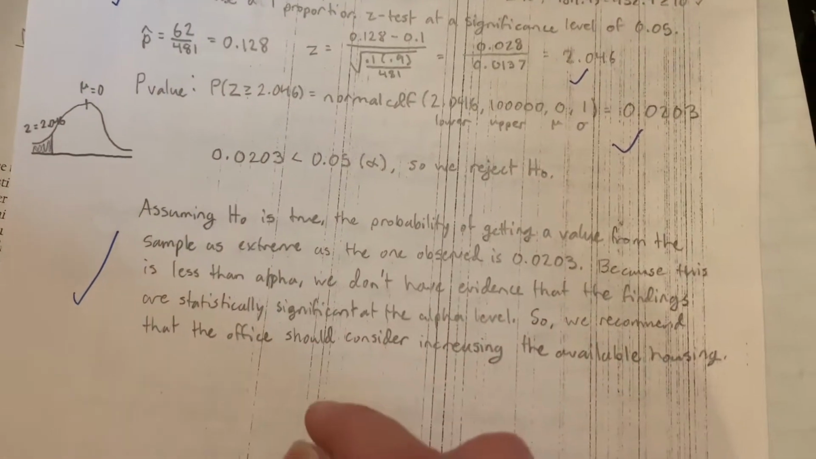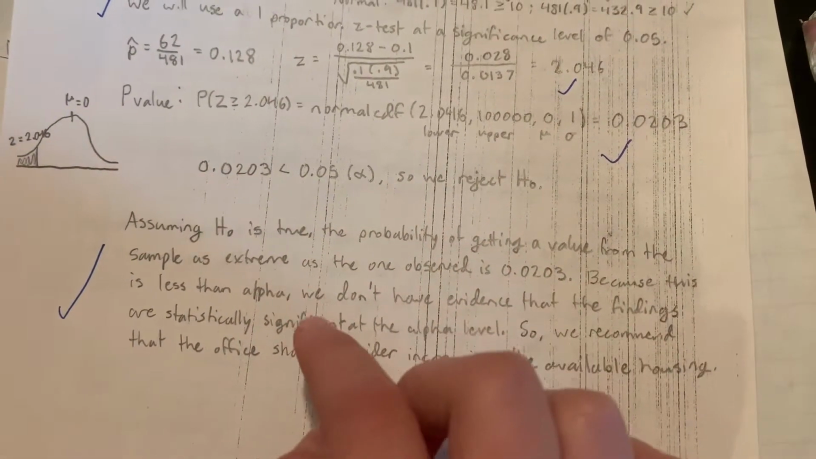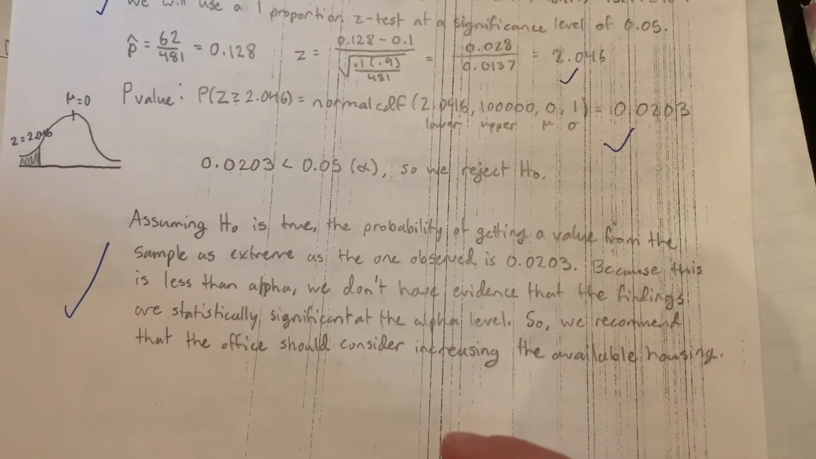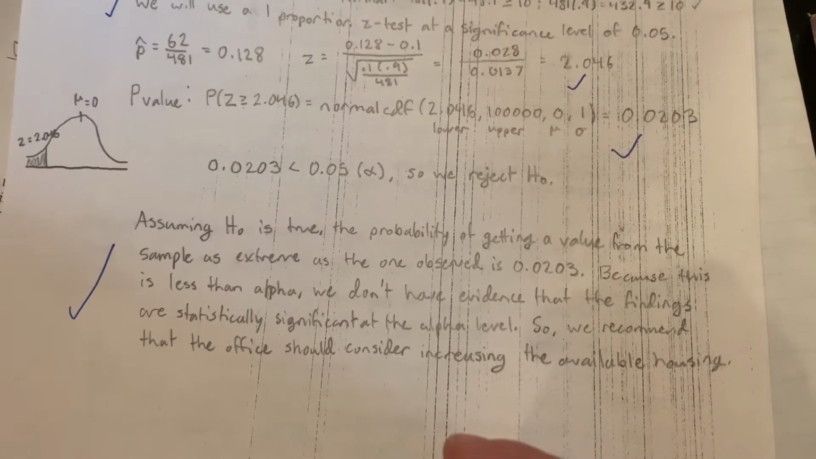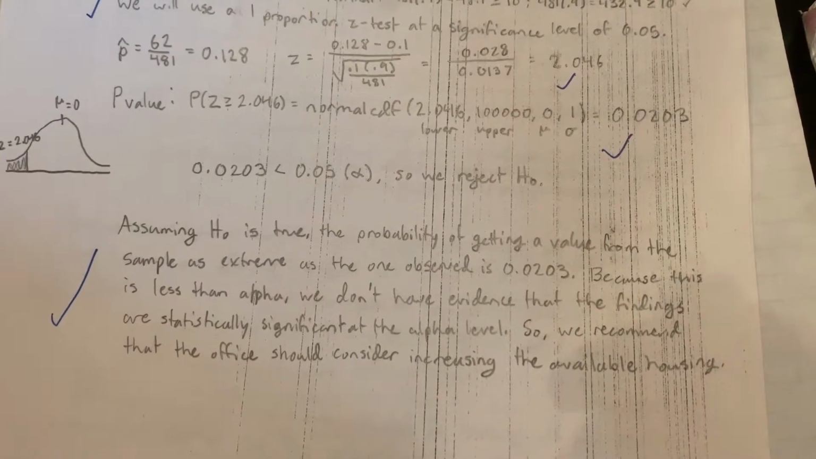So then we have to state the problem in context. So assuming H0 is true, the probability of getting a value from the sample as extreme as one observed is 0.0203. This is smaller than alpha, so we have convincing evidence that the findings are statistically significant at the 0.05 level, so we recommend that the office should consider increasing the available housing.